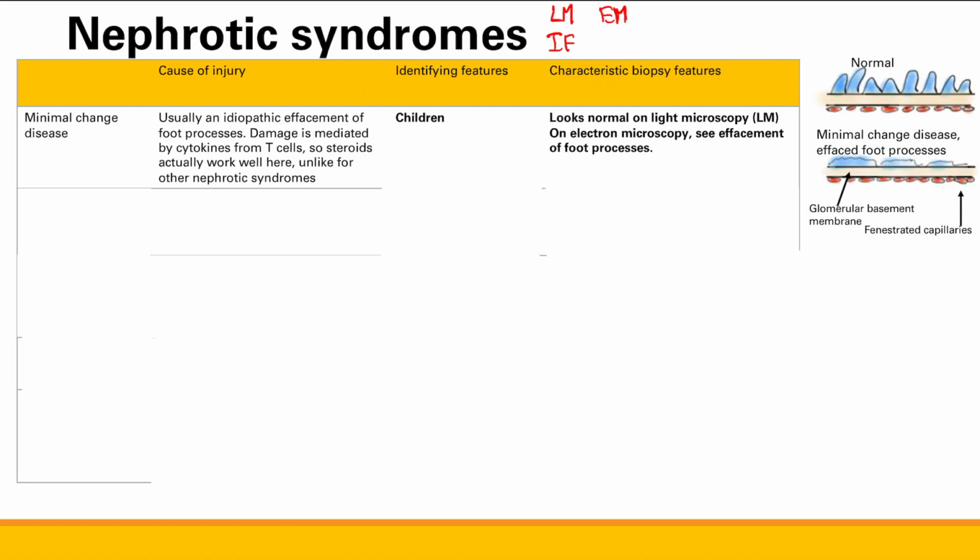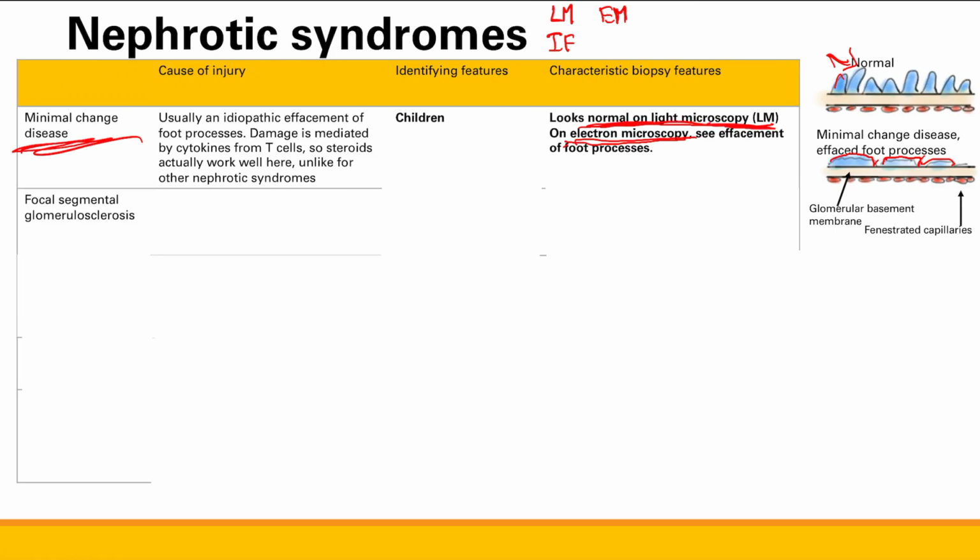So on the low resolution stuff, it looks totally normal. You can't see anything. Now, if you look on the electron microscopy, when you go super high resolution, you're going to see effacement of foot processes. And that's the whole problem in nephrotic syndrome. So this is normal. You see these nice foot processes. And then in minimal change disease, you see this effacement, this flattening. And so they're not working very well. Okay? So that is minimal change disease. As you can see, that's why we get the name minimal change, because on light microscopy there is minimal change.